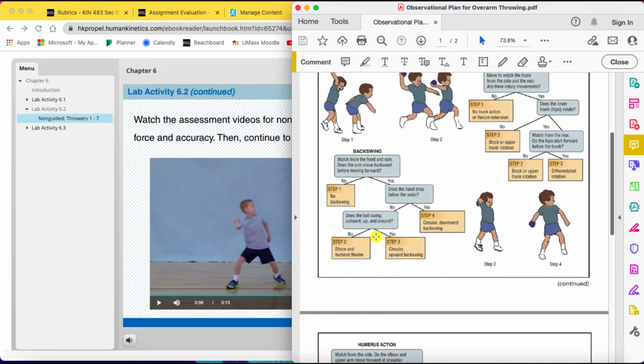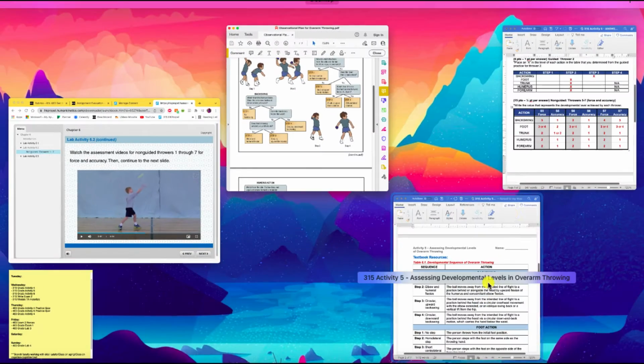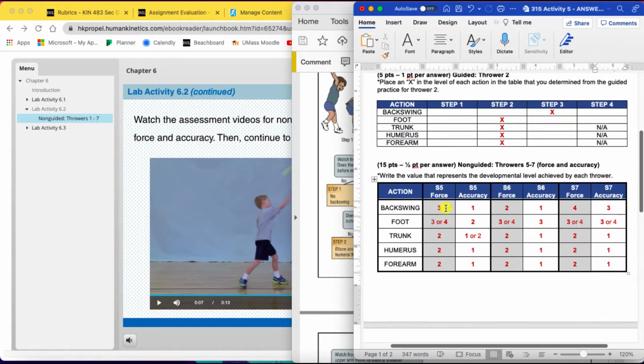So then the thing to look at is, does the ball swing outward and up and around, making like a circular motion? So going back to our video, the ball goes down, up, and around. Okay, so that's how we ended up getting a level 3 for backswing.